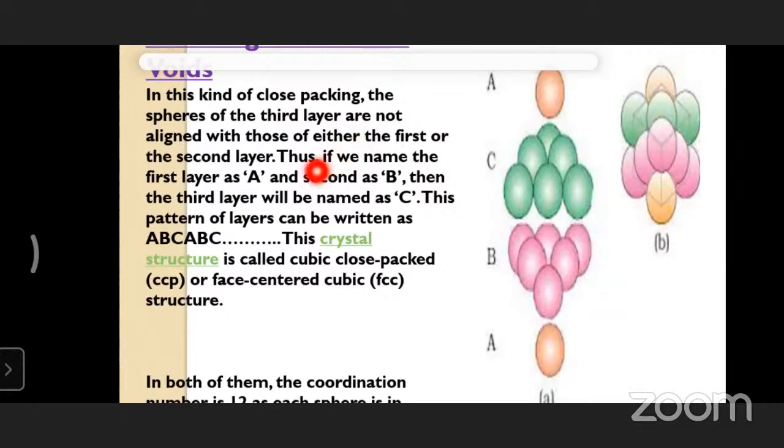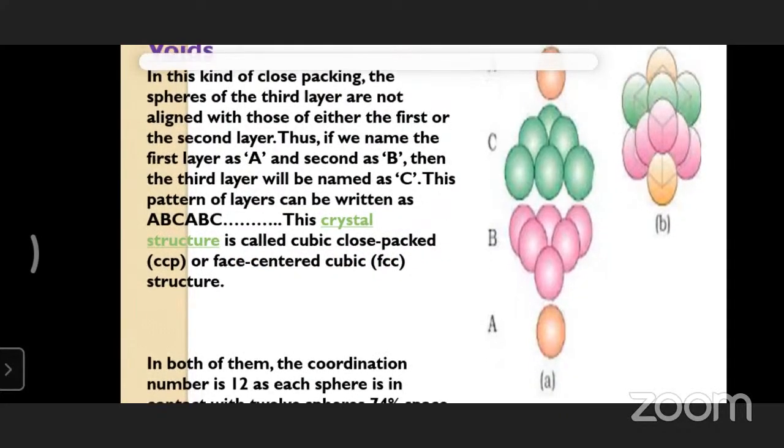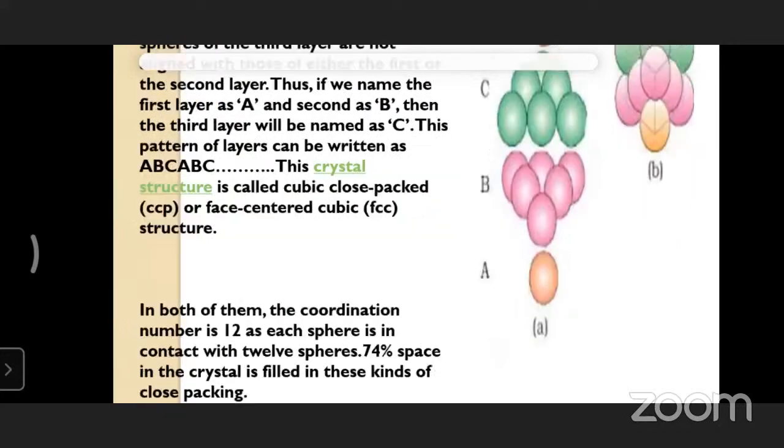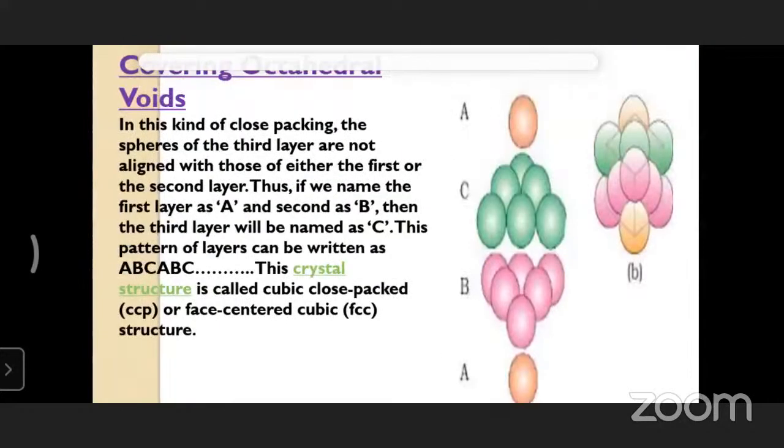So if we name the first layer as A, the second layer, the pink one, as B, then the third layer will be named C. This pattern of layers can be written as ABC, ABC, ABC. This crystal structure is called cubic closed packed, CCP, or face centered cubic, FCC. And how the voids are covered, we will see clearly once again.